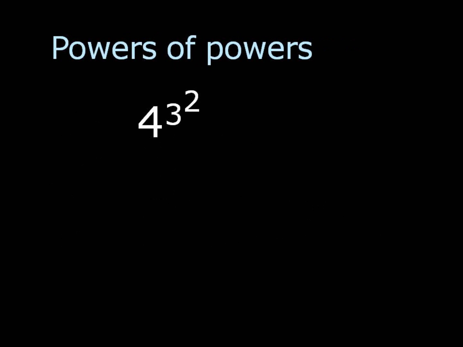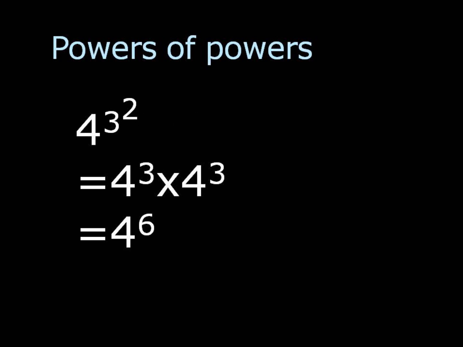Next we're going to think about what happens if you get the power of a power. So if you had, for example, 4 to the power of 3 to the power of 2, what does that mean? Well, we already know really. 4 to the power of 3 to the power of 2 means 4 to the power of 3 times 4 to the power of 3. And by the law of exponents, that's 4 to the power of 6. So we get the 6 from the 3 times the 2.